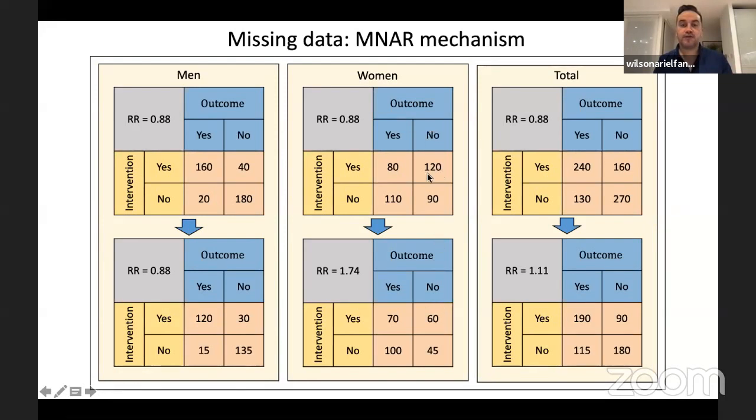Here, when the outcome was negative, 50% dropped out, and here just 10 patients withdrew. So something happened here with the outcome, and this is why it's called missing not at random. Okay, I hope this is clearer now.